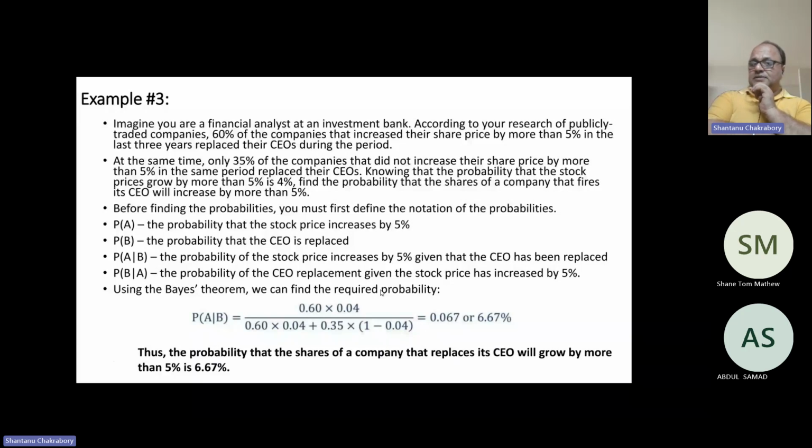So we know the probability that the stock prices go up by 5%, and we find the probability. P of A, the probability that the stock price increases by 5%. P of B, the probability that the CEO is replaced. P of A given B, the probability of the stock price increasing by 5% given the CEO has been replaced. P of B given A, the probability that the CEO is replaced given that the stock price has increased by 5%. And when you apply the Bayes theorem, you get the probability that the share price of a company that replaces the CEO goes up by 5% is 6.67%.